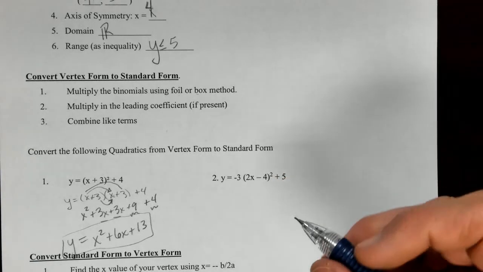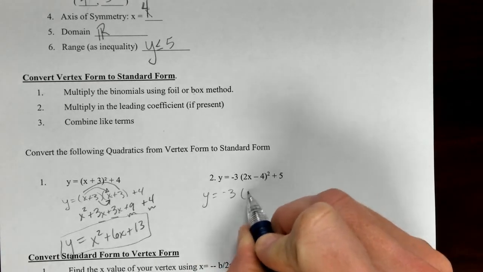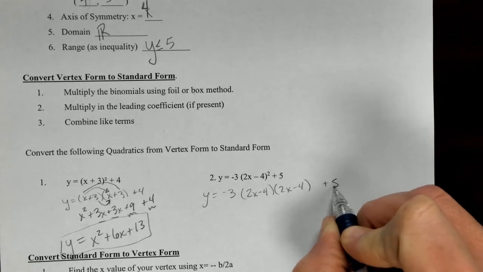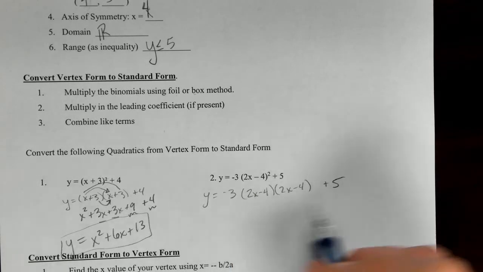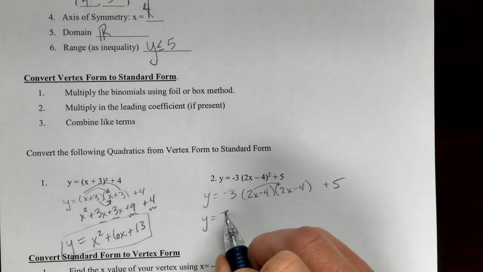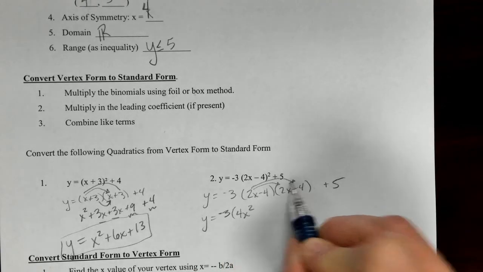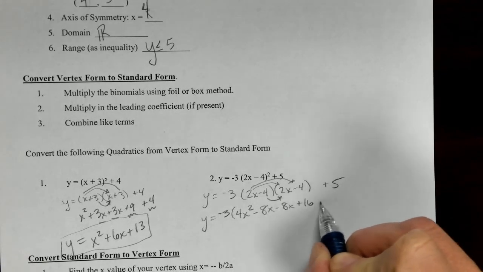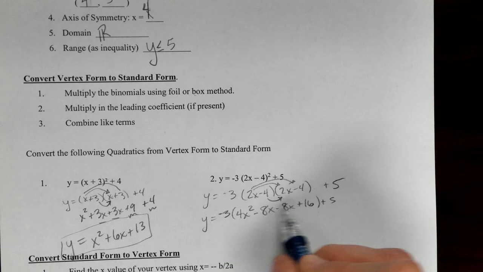Alright, so if I want to rewrite number 2, like I kind of did over here, it would be y equals negative 3, parentheses. Remember, I have 2 of these, so 2x minus 4 and 2x minus 4, and then plus 5 at the end. So again, I'm going to multiply these, then I'll distribute in the negative 3, and then I'll combine like terms. So FOIL these, 2x times 2x is a 4x squared. 2x times a negative 4 is a negative 8x, another negative 8x, and then a positive 16. Now I put that in parentheses because this whole piece is multiplied by negative 3.